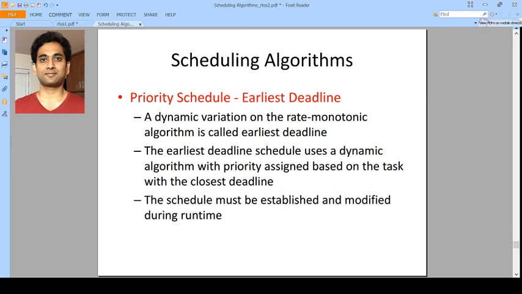Now, earliest deadline schemes are a dynamic variation of rate monotonic algorithms. The earliest deadline scheme uses a dynamic algorithm with priority assigned based on the task with the closest deadline. The task with the closest deadline has higher priority, and the schedule must be established and modified during runtime. This is what makes the algorithm dynamic.